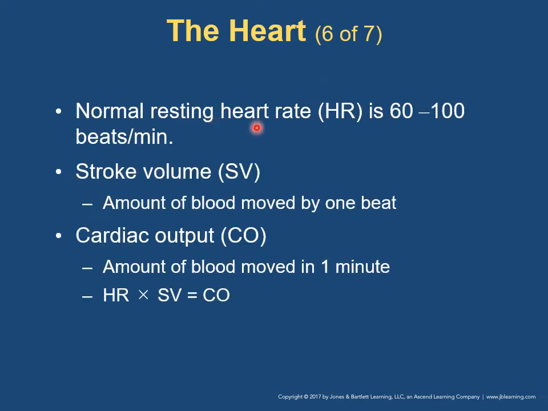Alright, a normal resting heart rate for an adult is 60 to 100 beats per minute. The stroke volume is the amount of blood moved by 1 beat. The cardiac output is the amount of blood moved in 1 minute. So in order to determine that, you take the heart rate times the stroke volume, and that gives you the actual cardiac output amount.